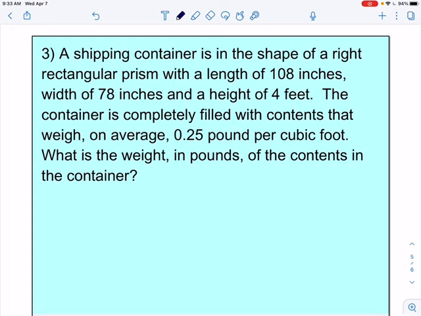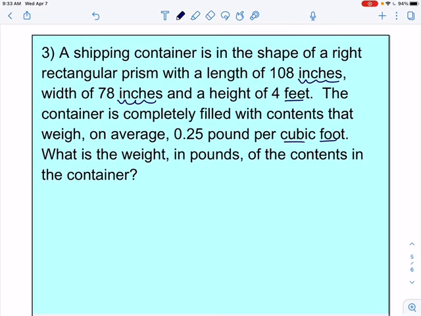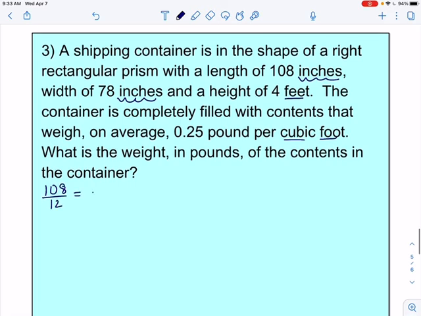Okay, so the first thing that we have to do here, notice that this is per cubic foot, this is in feet, but then these two measurements are in inches. So the first thing that we need to do is change those two things to feet first. Since there's 12 inches in a foot, I'm going to take the 108 and divide it by 12. That should give me an answer of 9. So it's really going to be 9 feet.